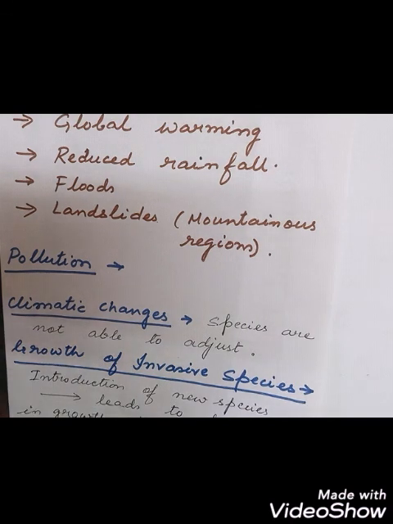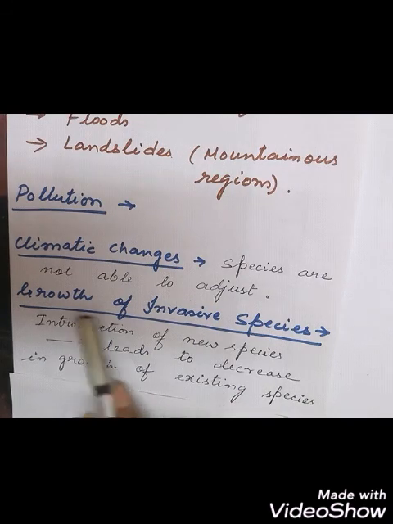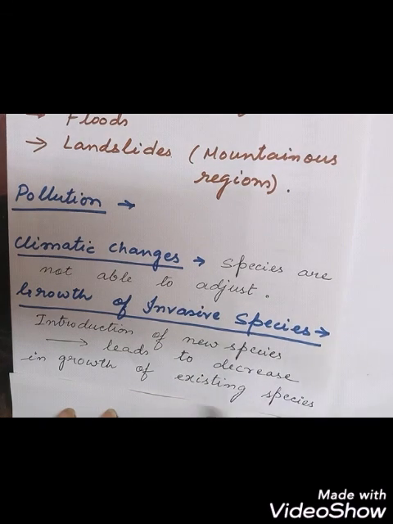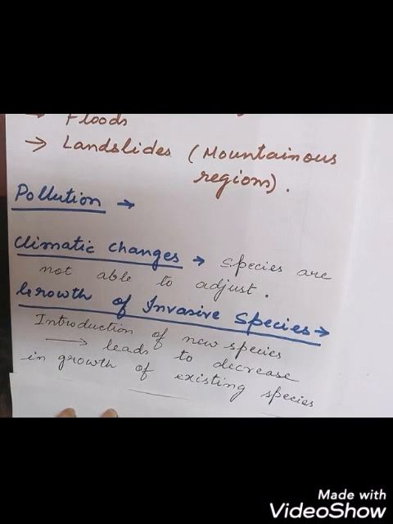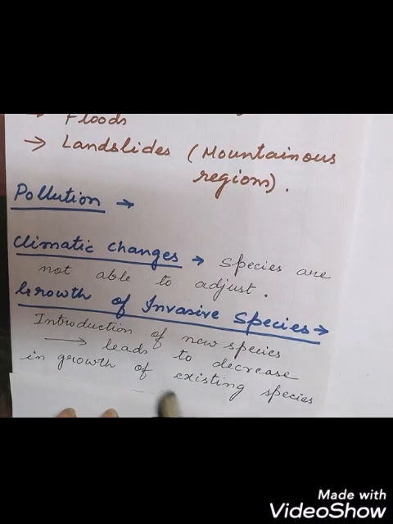Next is growth of invasive species. One more important cause for the loss of biodiversity will be the growth of invasive species. Maybe sometimes some new species are introduced in an area, and this will decrease the growth of the existing species. Some species may be existing in one place, and some new species may have been brought and introduced in that place where there were existing species.